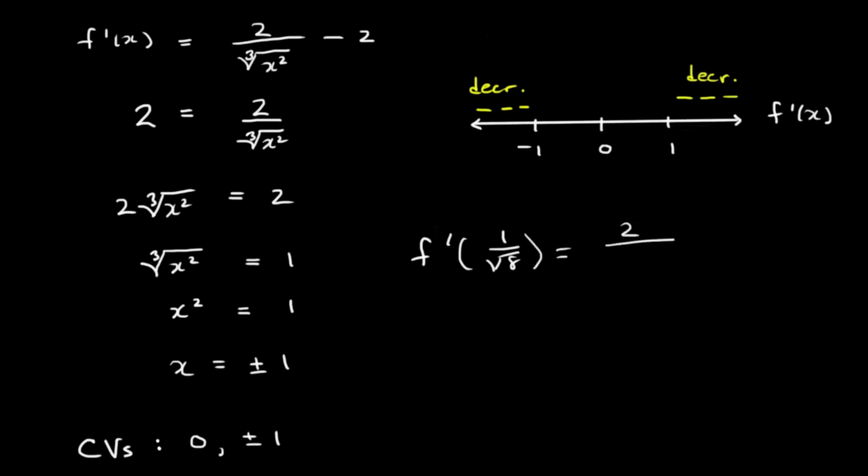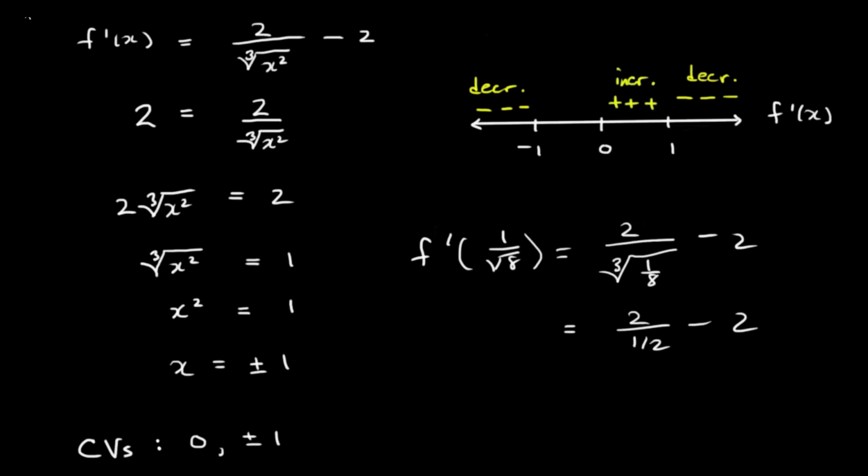This is going to be 2 divided by the cube root of 1 over root 8 squared, which is 1 squared over root 8 squared. So that's going to be 1/8 minus 2. So maybe we should do one extra step. So the cube root of 1/8 is going to be 1/2. So I have 2 on the top, and now I'm dividing by 1/2. And that's going to turn into a 4 minus 2, and I just confirm that to the right of 0, our function is increasing.